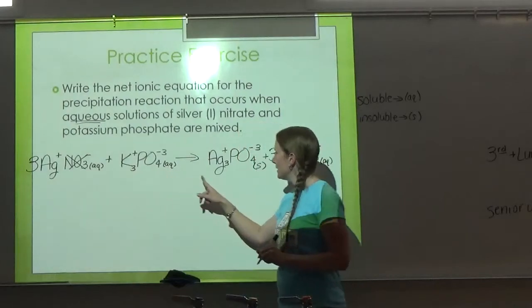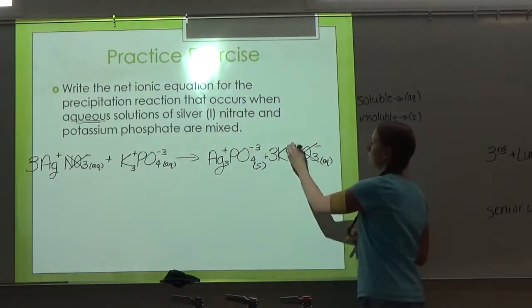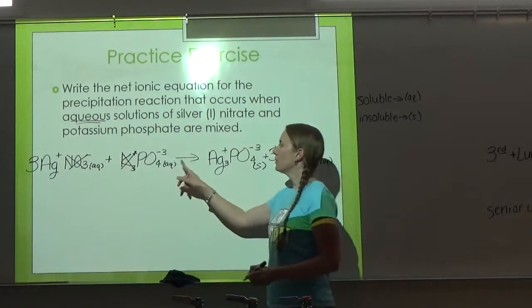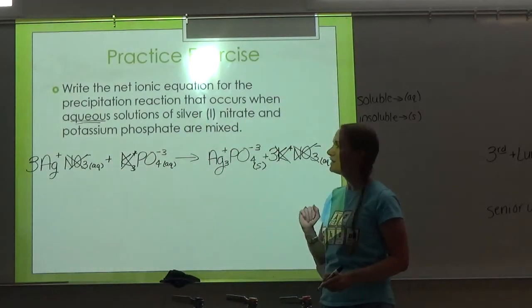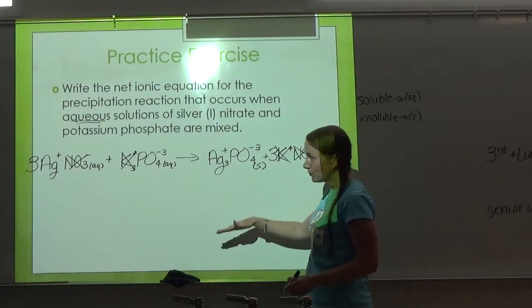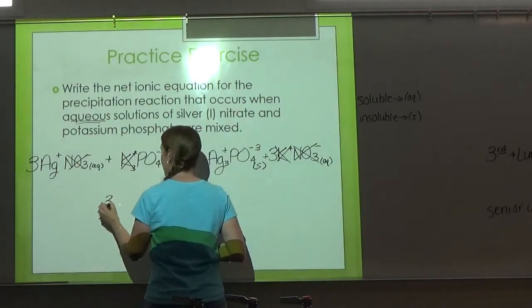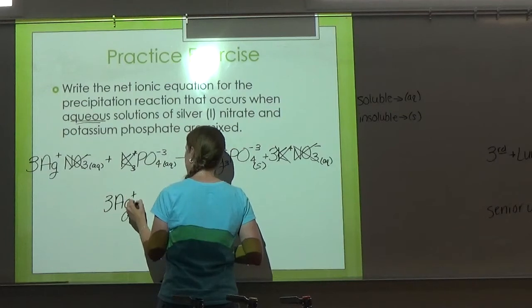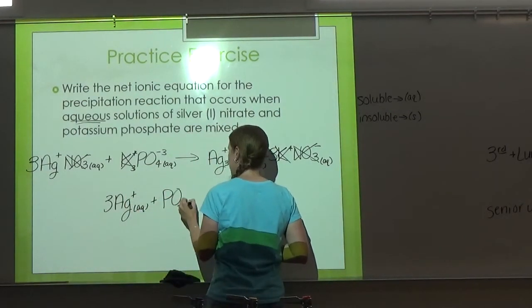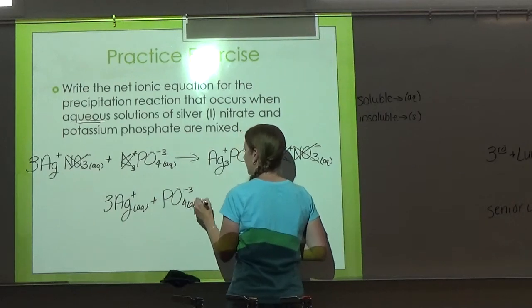K was aqueous. K is still aqueous, so I can get rid of potassium. PO4 was aqueous. It has now bonded and formed a solid, so I need to keep PO4. And so then I just pull down what I have. So I have 3 Ag positive, aqueous. I have PO4 negative 3, aqueous.